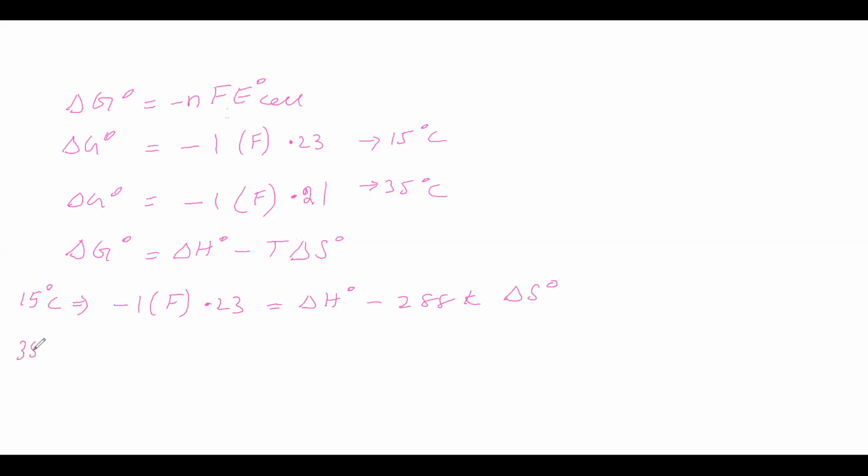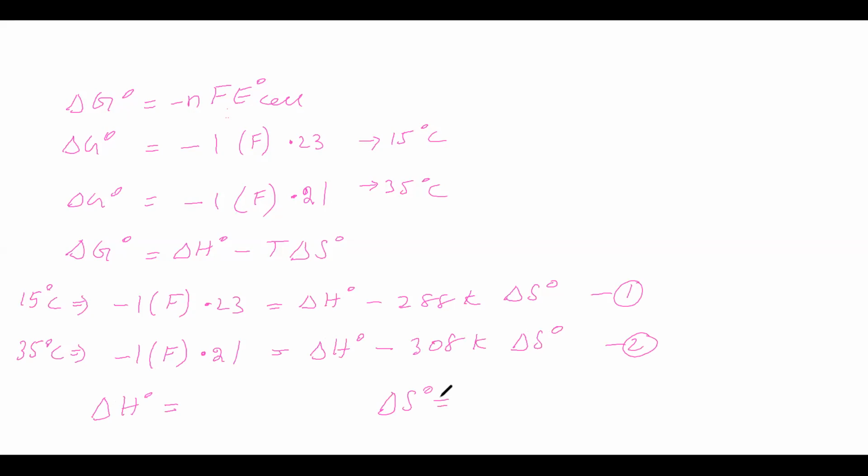Then we take 35 degrees Celsius. At 35 degrees Celsius, delta G naught is minus 1 into F into 0.21 volt, equal to delta H naught minus temperature, 35 degrees Celsius in terms of Kelvin, into delta S naught. Now, can we get delta H naught and delta S naught by using these two relations? By using 1 and 2, we can find delta S naught and delta H naught. So we are getting both.